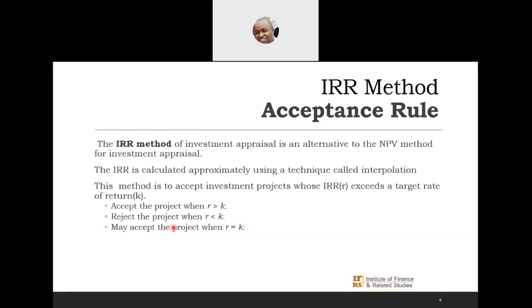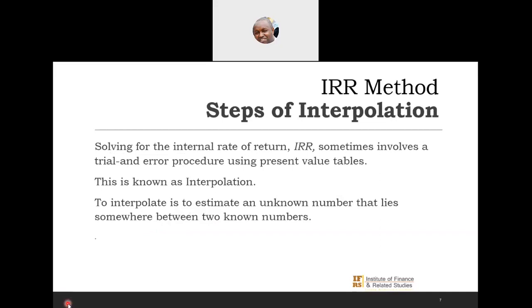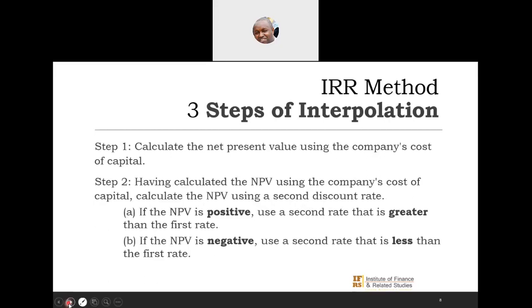But how do we compute it? There are several ways of approximating IRR. We have the graphical method, the trial and error method, and the interpolation method. The interpolation method is basically an advanced trial and error method, in which case we try to solve the IRR using the present value tables. To interpolate is to estimate an unknown number that lies somewhere between two known numbers.